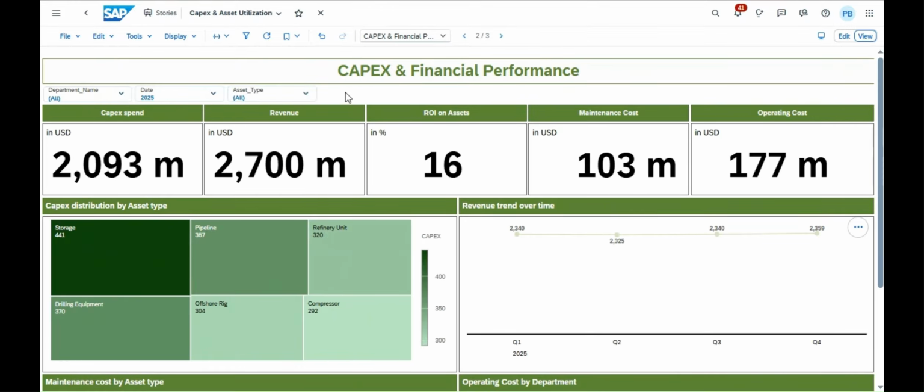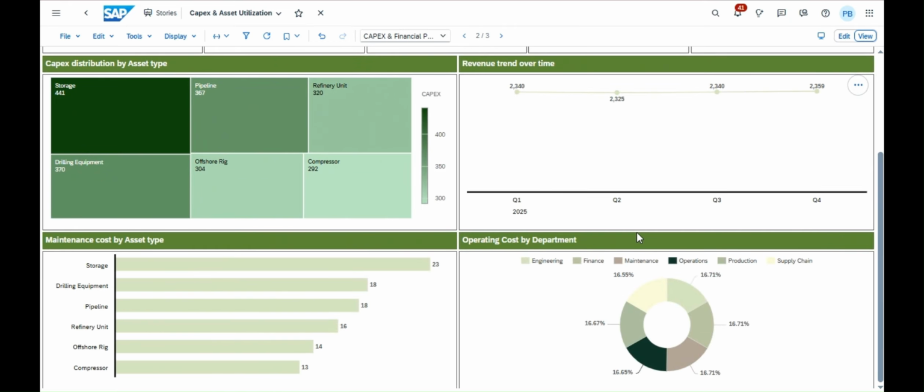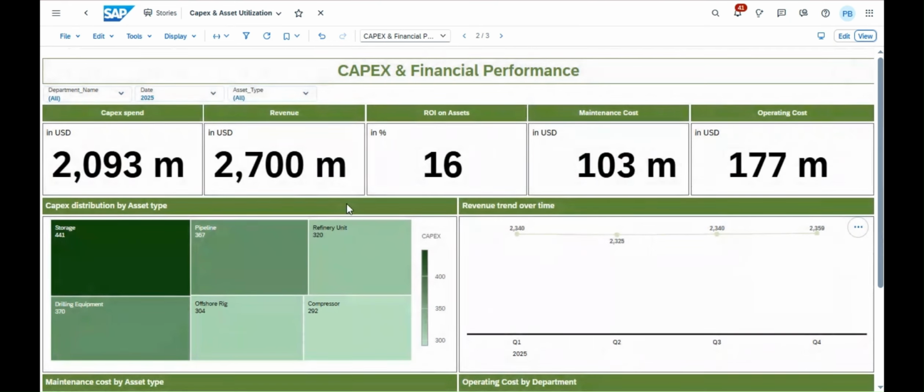Now, let's move to the second page of the dashboard, the CAPEX and financial performance page, focused on investment performance, maintenance efficiency, and operational cost analysis. We begin with the key financial and operational KPIs. The CAPEX spend currently stands at $2,093 million, providing visibility into the organization's total capital expenditure across operational assets. Next, the revenue generated is recorded at $2,700 million, helping businesses evaluate overall financial performance and operational returns.